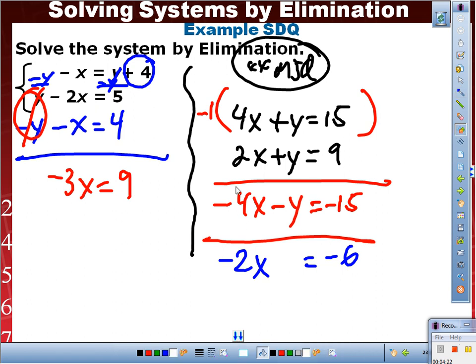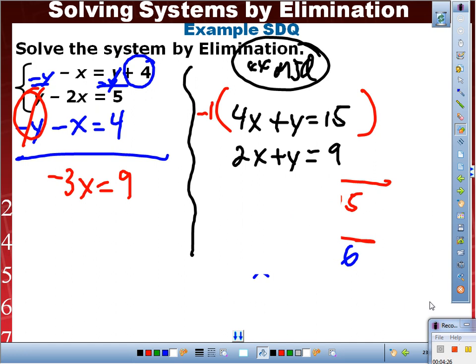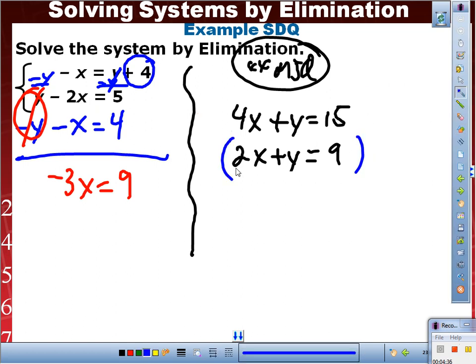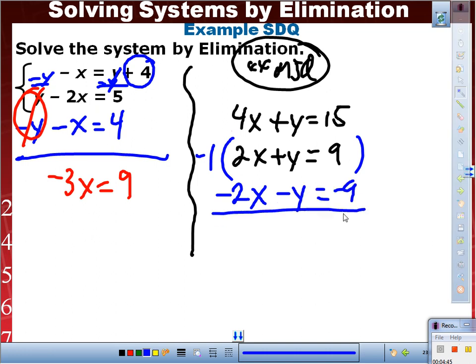However, could I multiply the bottom one by negative 1? Yes. So if I multiply this by negative 1, what do I have? What's my new equation? Negative 2x. What else? Negative y equals negative 9. And then if we start the combination elimination, this is 2x. These cancel. What is 15 minus 9? 6. Are we there so far? Okay, now check this out.